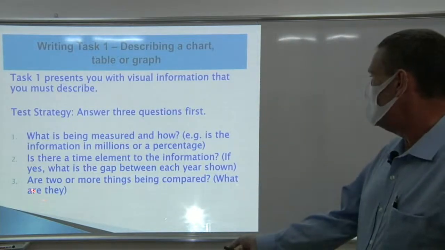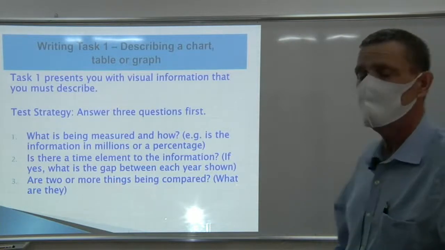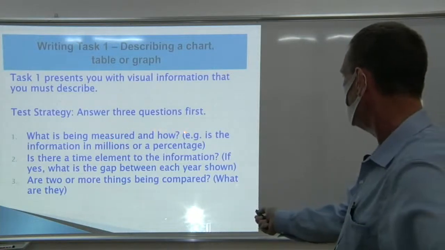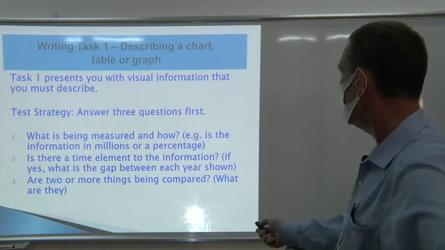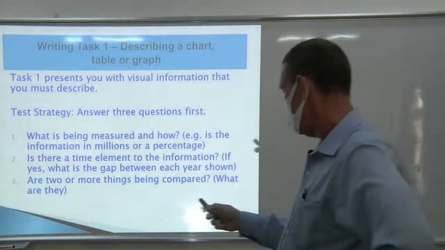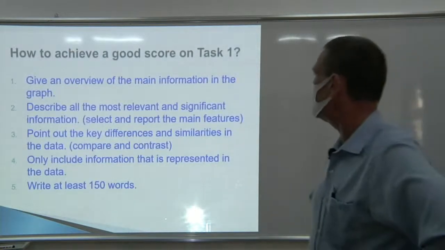And then the last question to answer, are there 2 or more things being compared, and what are they? And those are most often at the bottom. Or if they have a line chart, they'll have different colors for those lines. Very good. How to achieve a good score on task 1.